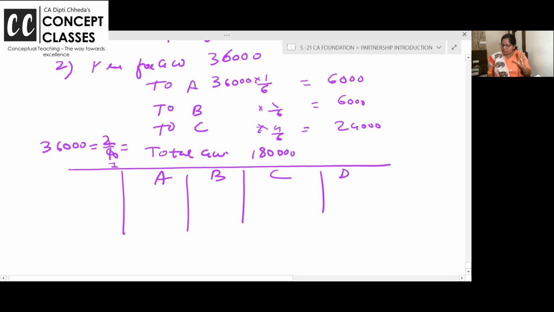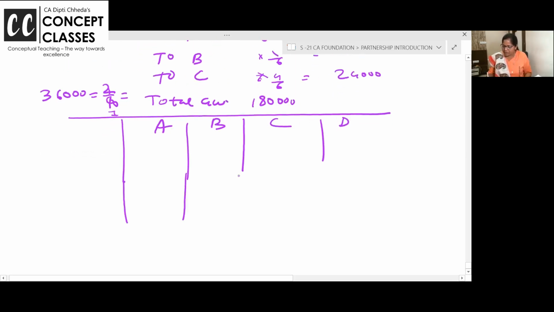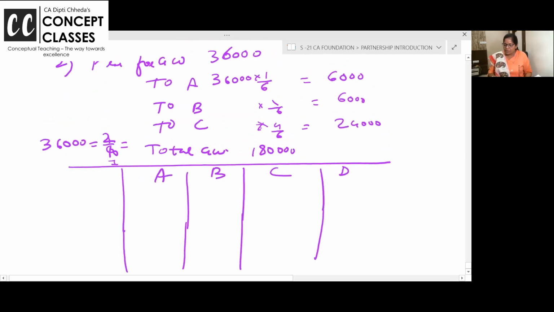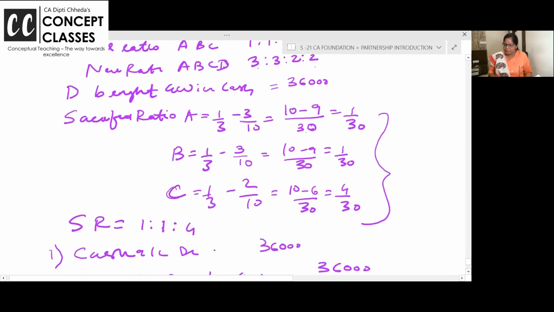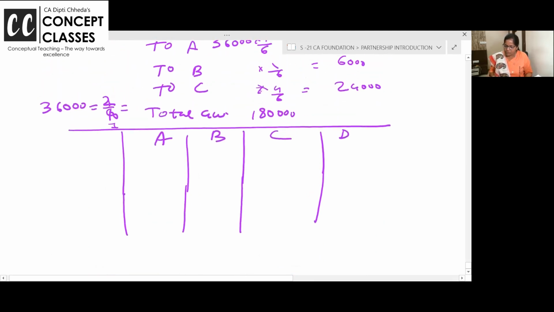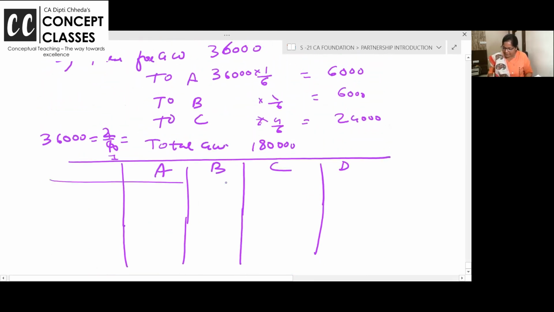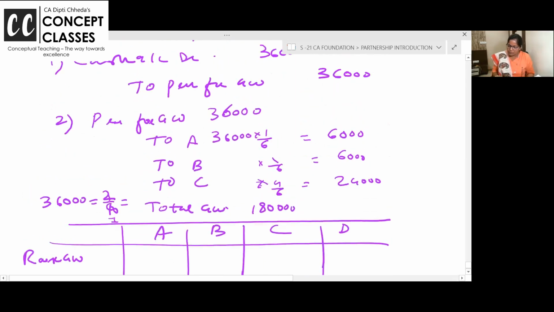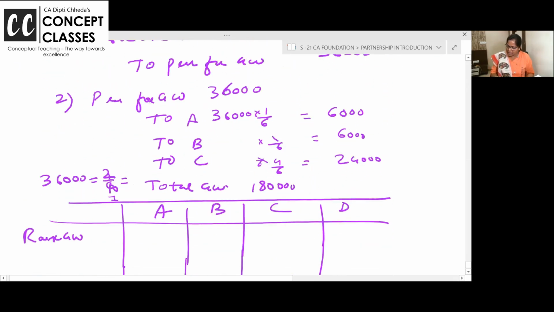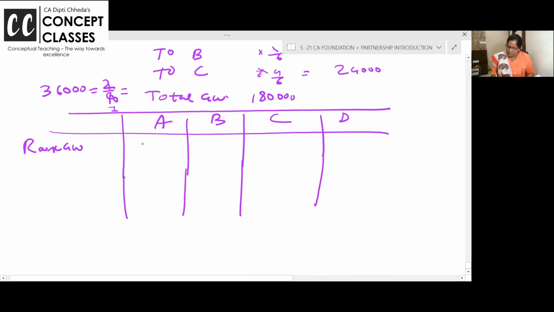You should know in and out 2-3 things so that you are not stuck anywhere. Do this method only in exam. If you have problems with ratios and LCM, then do this, you will get marks, but you have to do it in writing, don't do it orally. Raise goodwill in old ratio. What is the old ratio? Equal. 60,000 credit, 60,000 and 60,000 credit.